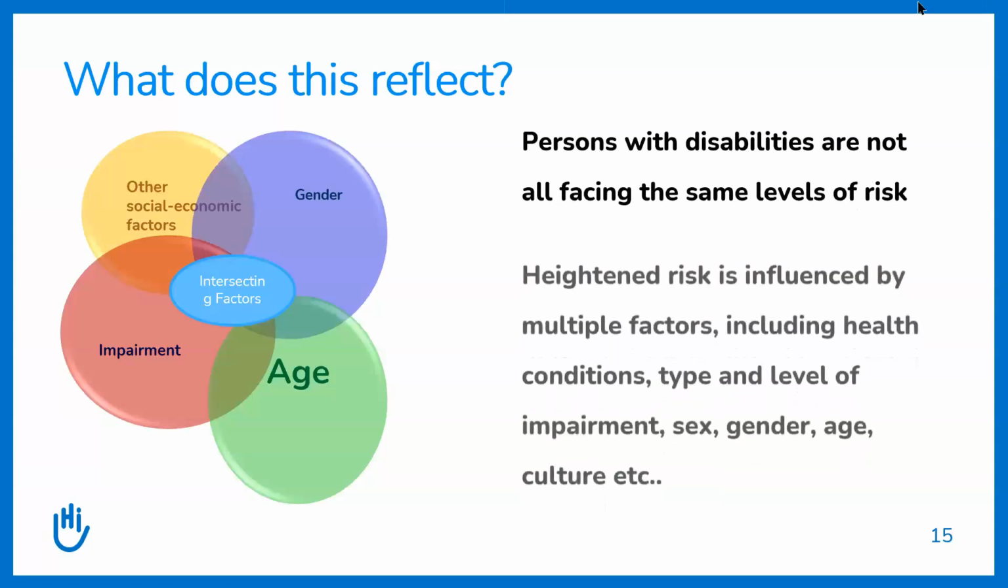I'll move to what this reflects. This reflects that persons with disability are not all facing the same level of risk, because if you put a boy and a girl with disability, definitely a girl is more at risk than the boy. Heightened risk is influenced by multiple factors, including health conditions, type and level of impairment, sex, gender, age, culture, economic status, etc. On my left side, you can see a graph showing all these factors, how they intersect, the impairment, the age, the gender, and other social factors, and how they come together and result in heightened risk.